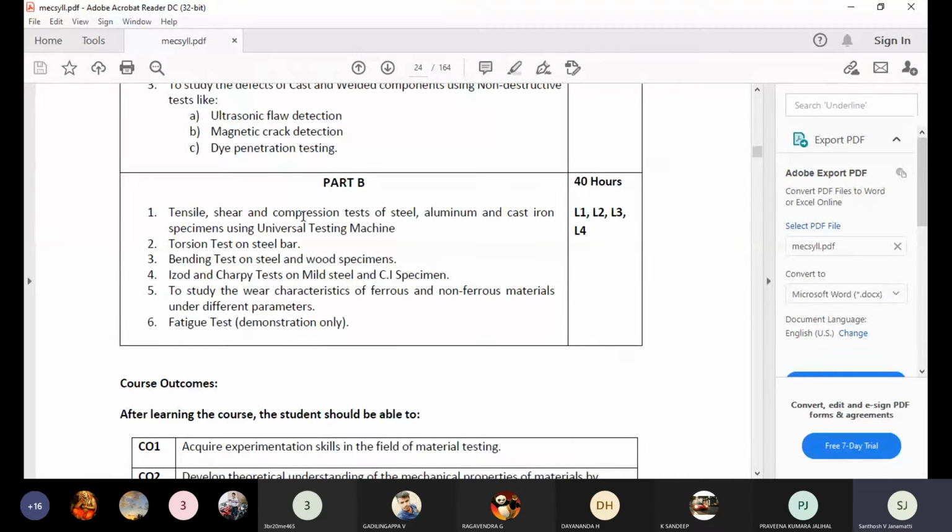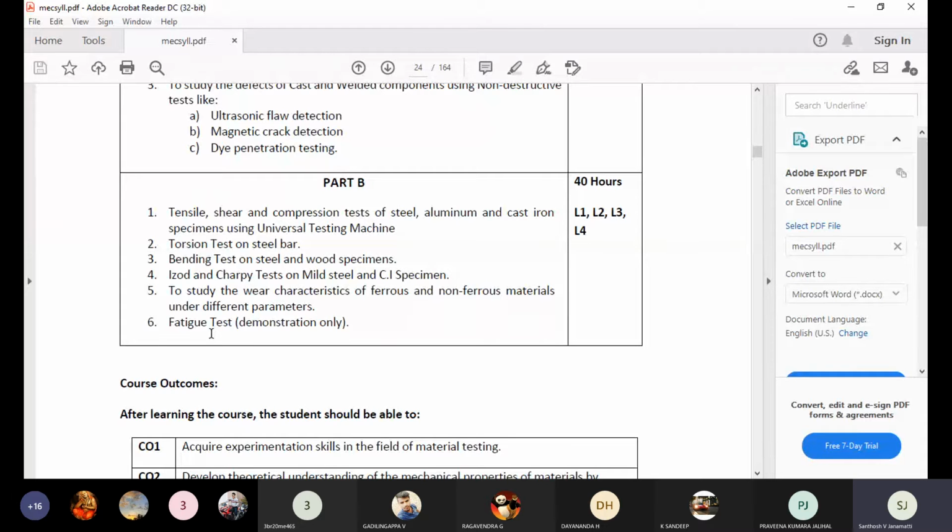Why are they taking it in part B? Because that depends upon the arrangement. Sometimes we take a simple arrangement, sometimes we may take a complex arrangement. That depends upon the laboratory, right? That's why they are showing it in part B. In our laboratory we have a very simple construction for conducting the wear test, hence we can take this experiment into the minor part, right?